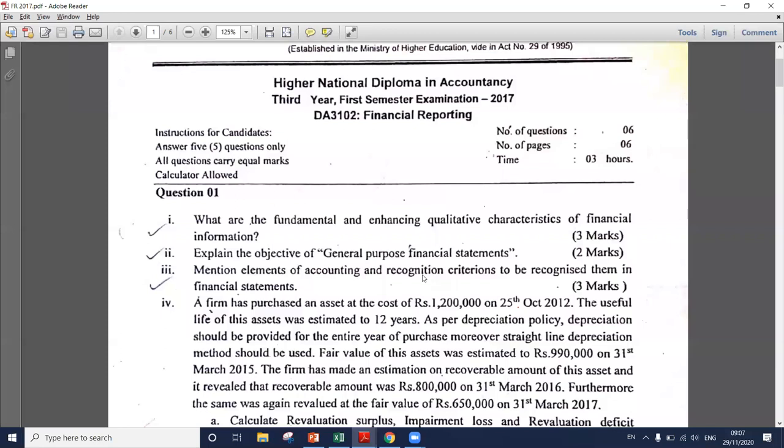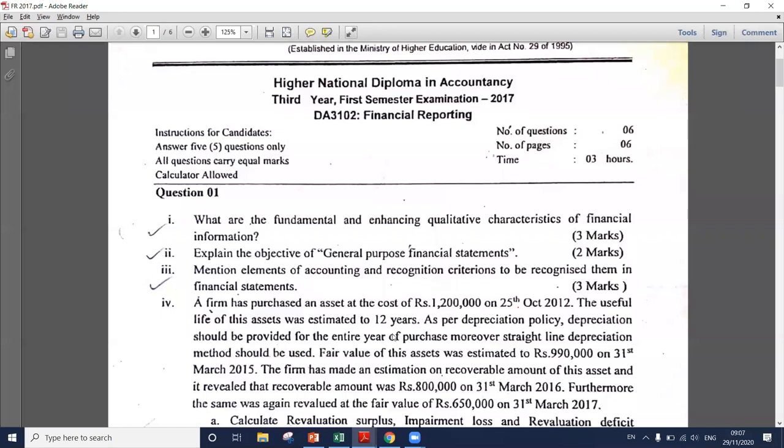Earlier, how was it? Probability. Whether probable future economic benefits will flow, and whether the cost or value can be measured reliably. That was what we had earlier. But now it has been changed.